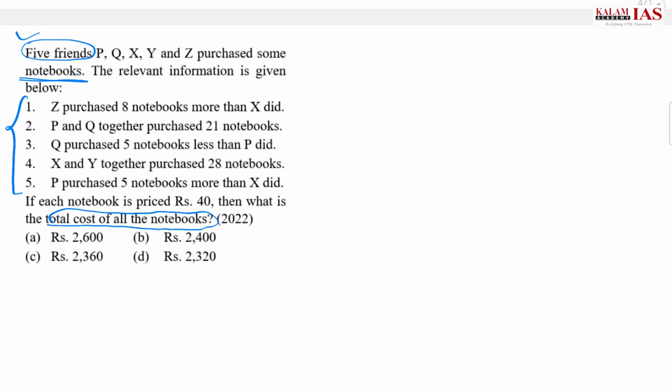So let's attempt this question. It is given there are 5 friends P, Q, X, Y, Z. Now let's start summarizing with the conditions given. First is Z purchased 8 notebooks more than X did. Suppose X has bought X notebooks. So Z has purchased X plus 8 notebooks.